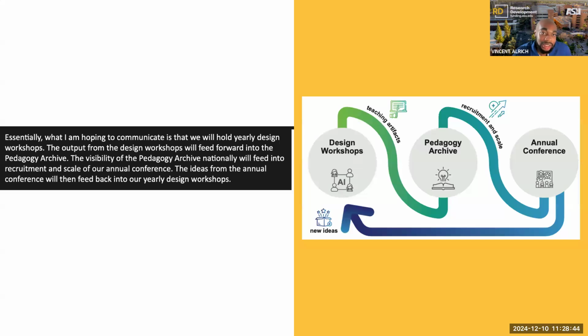You can see he says to communicate, they hold yearly design workshops. The output from design workshops will feed forward into the pedigree archive. This is an AI focused proposal, this FY, and then the visibility of the pedigree archive nationally will feed into the recruitment and scale of our annual conference. Then those ideas from the annual conference, they'll take what they learn and bring them back into future conferences. Since this is a yearly workshop or conference, it'll just feed back into it from the new idea. So that's kind of what I interpreted and envisioned.